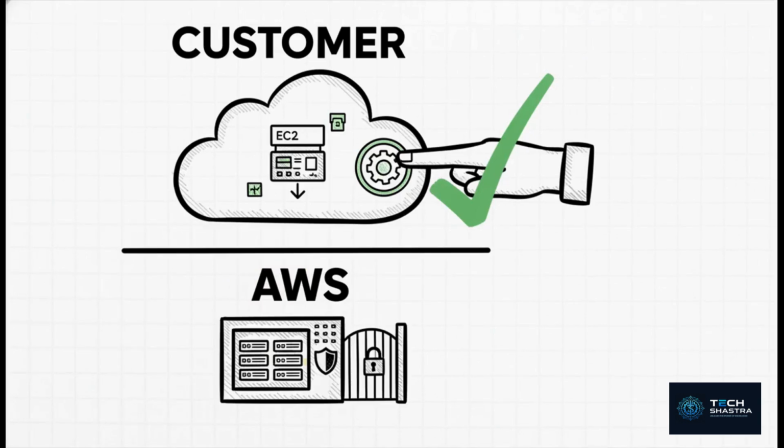The answer is B, the customer, you. Remember the rule? The operating system is software that you are running in the cloud on AWS's hardware. So keeping it updated and secure, that's on you. Nailing this concept is a must for the exam.